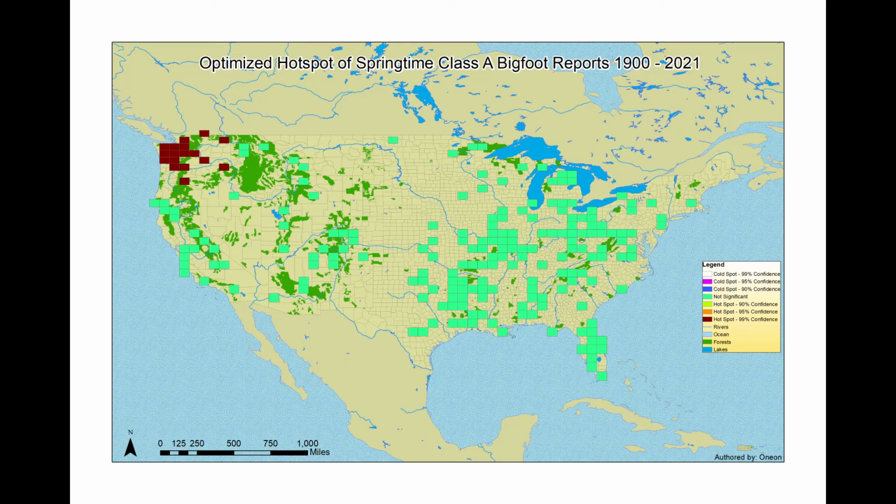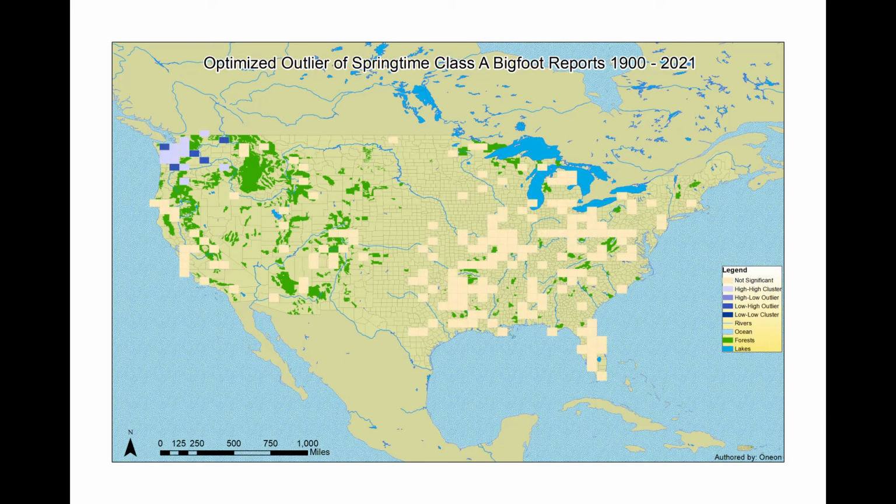Oddly enough, that's exactly what the outlier, cluster, and hotspot analyses show. So, if I were looking for Bigfoot, the most likely place to look would be in the northwestern portion of the United States, deep in the forest. I'll do a similar analysis for the remaining seasons in the near future.